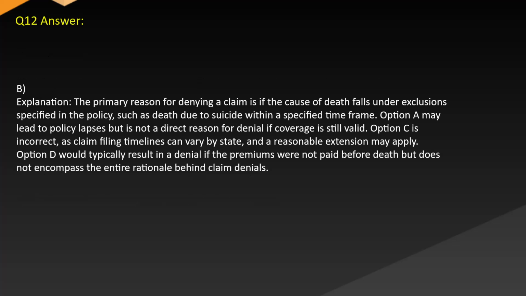Answer: B. Explanation. The primary reason for denying a claim is if the cause of death falls under exclusions specified in the policy, such as death due to suicide within a specified time frame. Option A may lead to policy lapses, but is not a direct reason for denial if coverage is still valid. Option C is incorrect, as claim filing timelines can vary by state and a reasonable extension may apply. Option D would typically result in a denial if the premiums were not paid before death, but does not encompass the entire rationale behind claim denials.